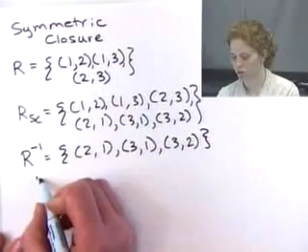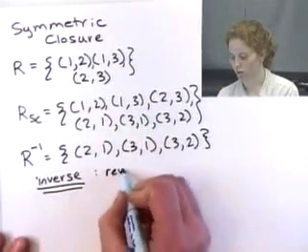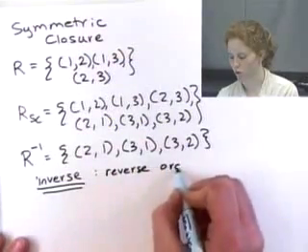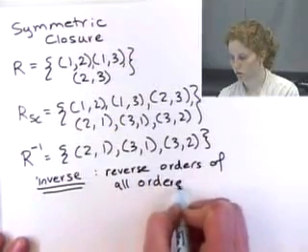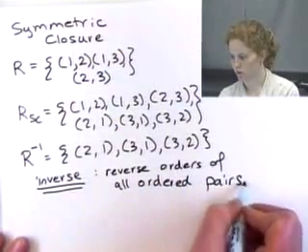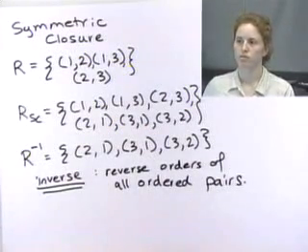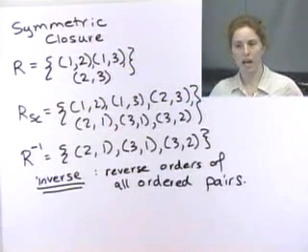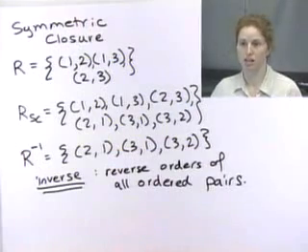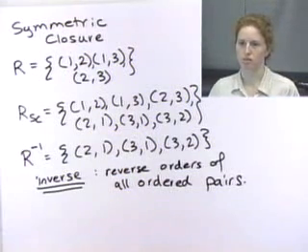So an inverse is to reverse the orders of all ordered pairs. So that's like the inverse relationship. If I say that A relates to B, the inverse of that is that B relates to A. So that should sound like it makes sense to you. Does it sound like it makes sense?